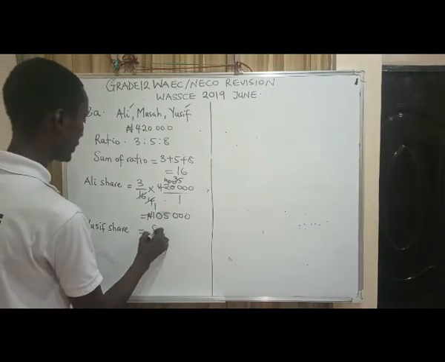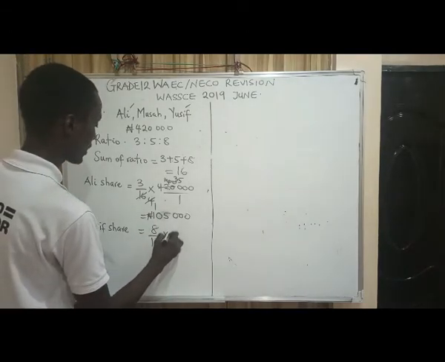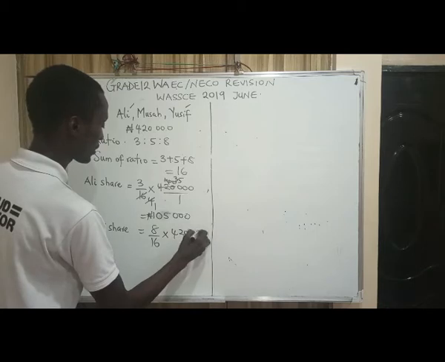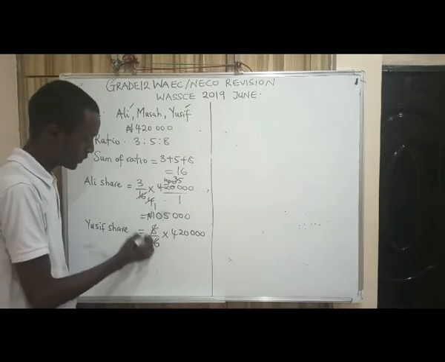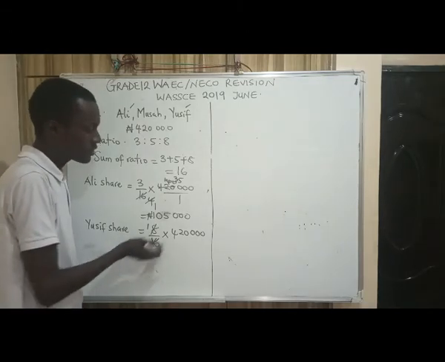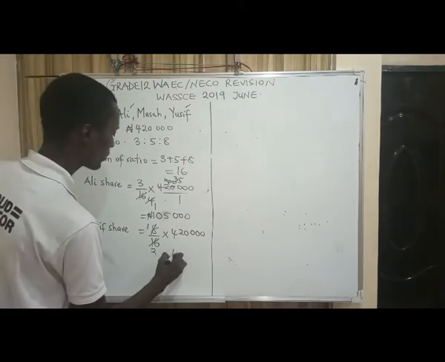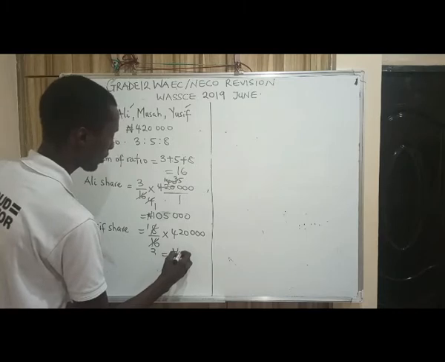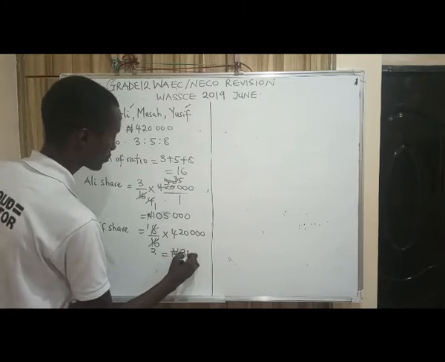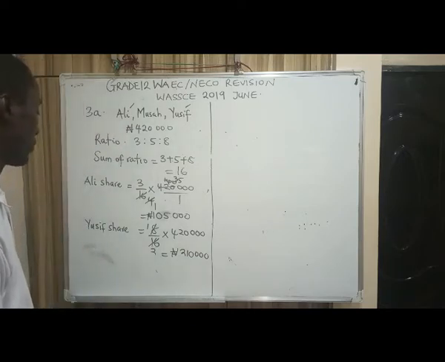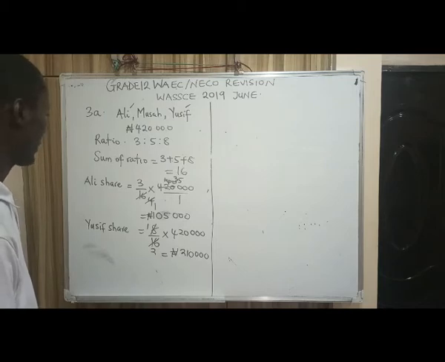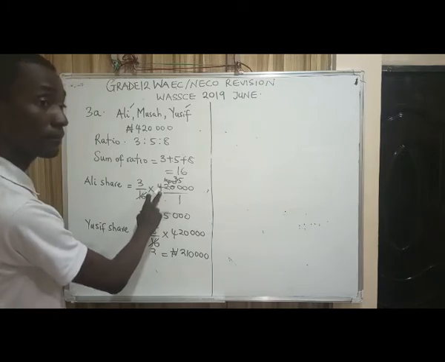So this will be 8 over 16 times 420,000. Now, I will start by cancelling this because I see something that I can cancel out here. 1 over 2. 1 over 2 means divide this into 2. And this will simply be what? 210,000. Something is telling me that I hope I have done the right thing. Something is telling me I have not done the right thing here. What's the answer here?